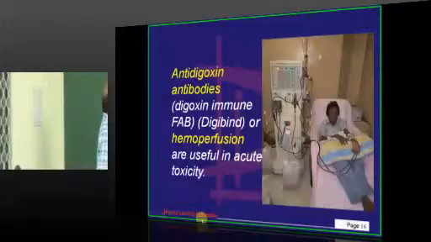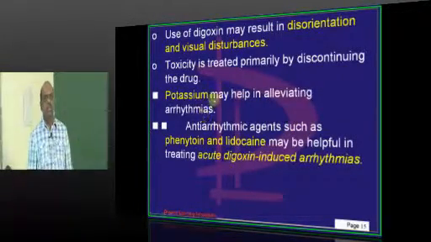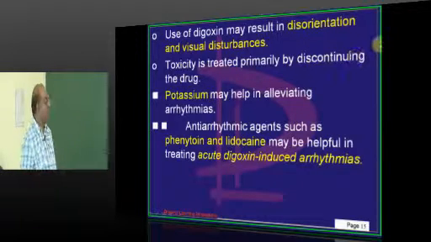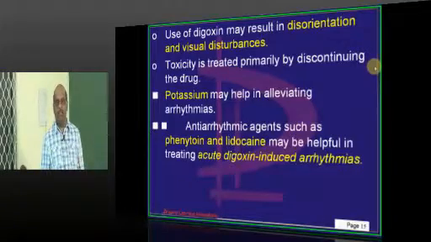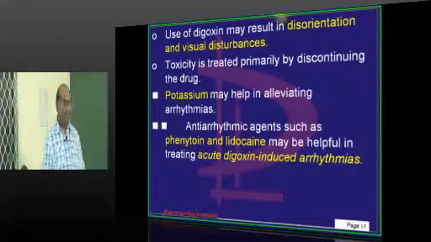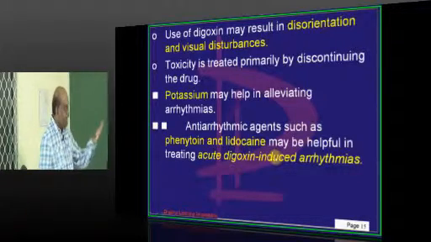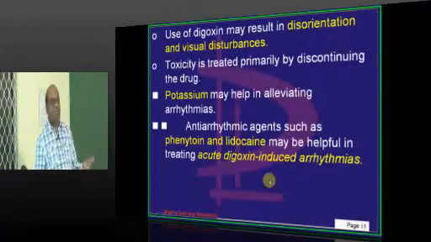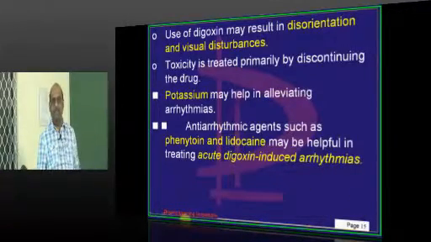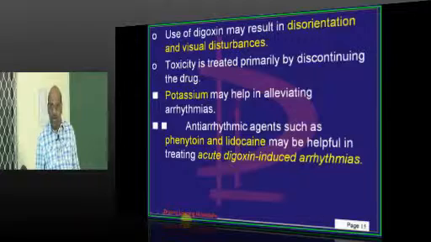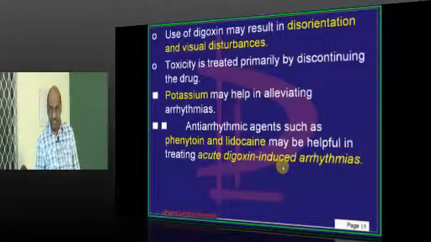Now doctor, if you want to treat, the first thing is to stop digoxin. Second, potassium will help in alleviating the arrhythmias. If hypokalemia is there, please correct that. Then we use antiarrhythmics. Phenytoin and lidocaine can be helpful in management of digoxin-induced arrhythmias. This is a favorite MCQ of the examiner. Phenytoin and lidocaine are the drugs of choice for acute digoxin-induced arrhythmias.